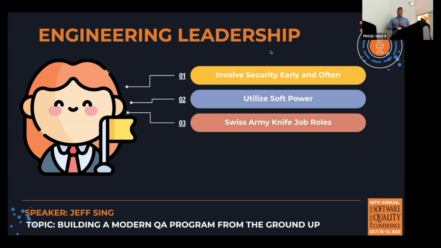Swiss Army knife job roles. For both programs I've built, I've also been the Jira admin. I've been a technical program manager. I've been the product manager for internal tools. I've been a DevX champion. You've got to be comfortable knowing that you're stepping outside of just testing. You're stepping into any role necessary to drive the outcome you want. Don't be afraid of that.